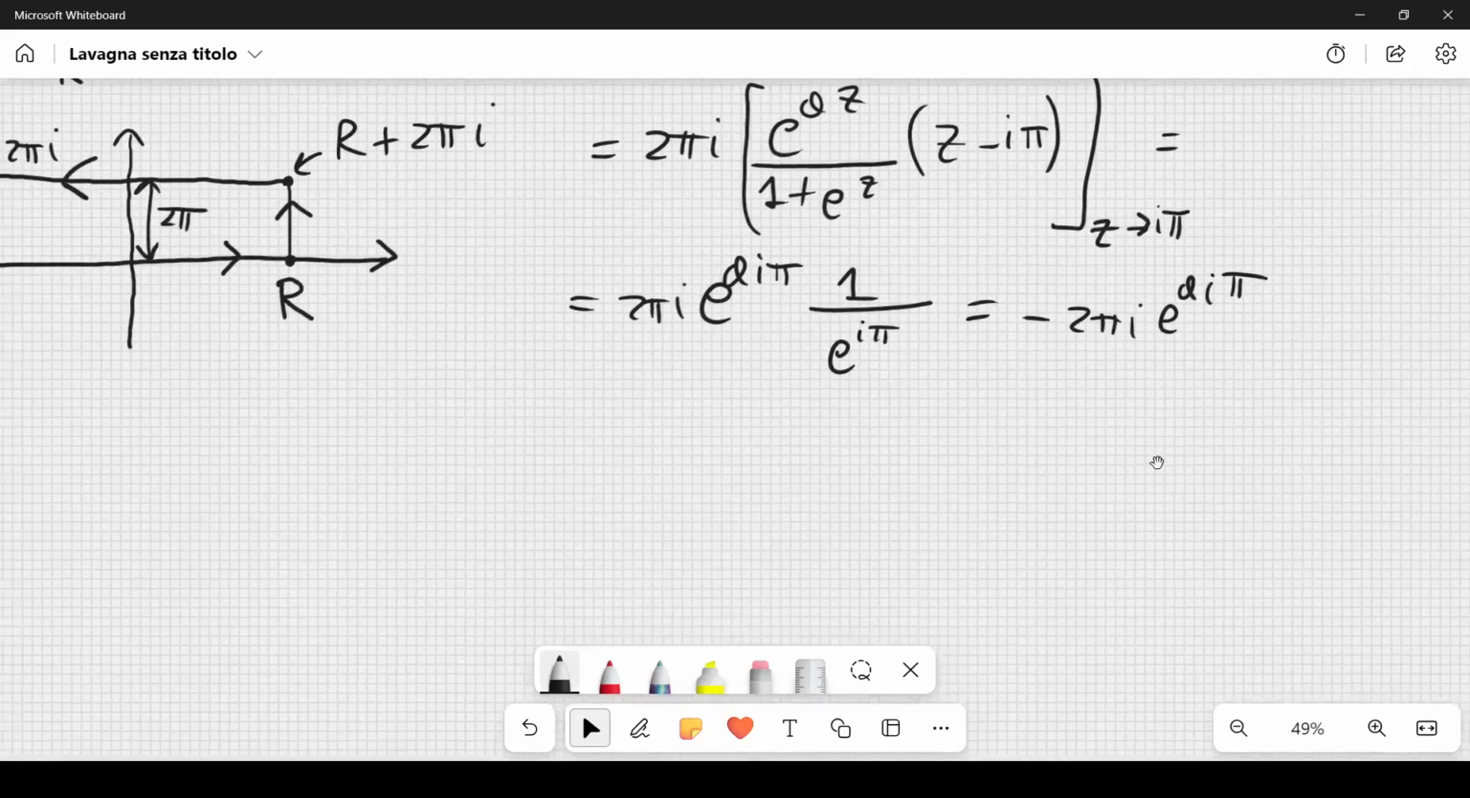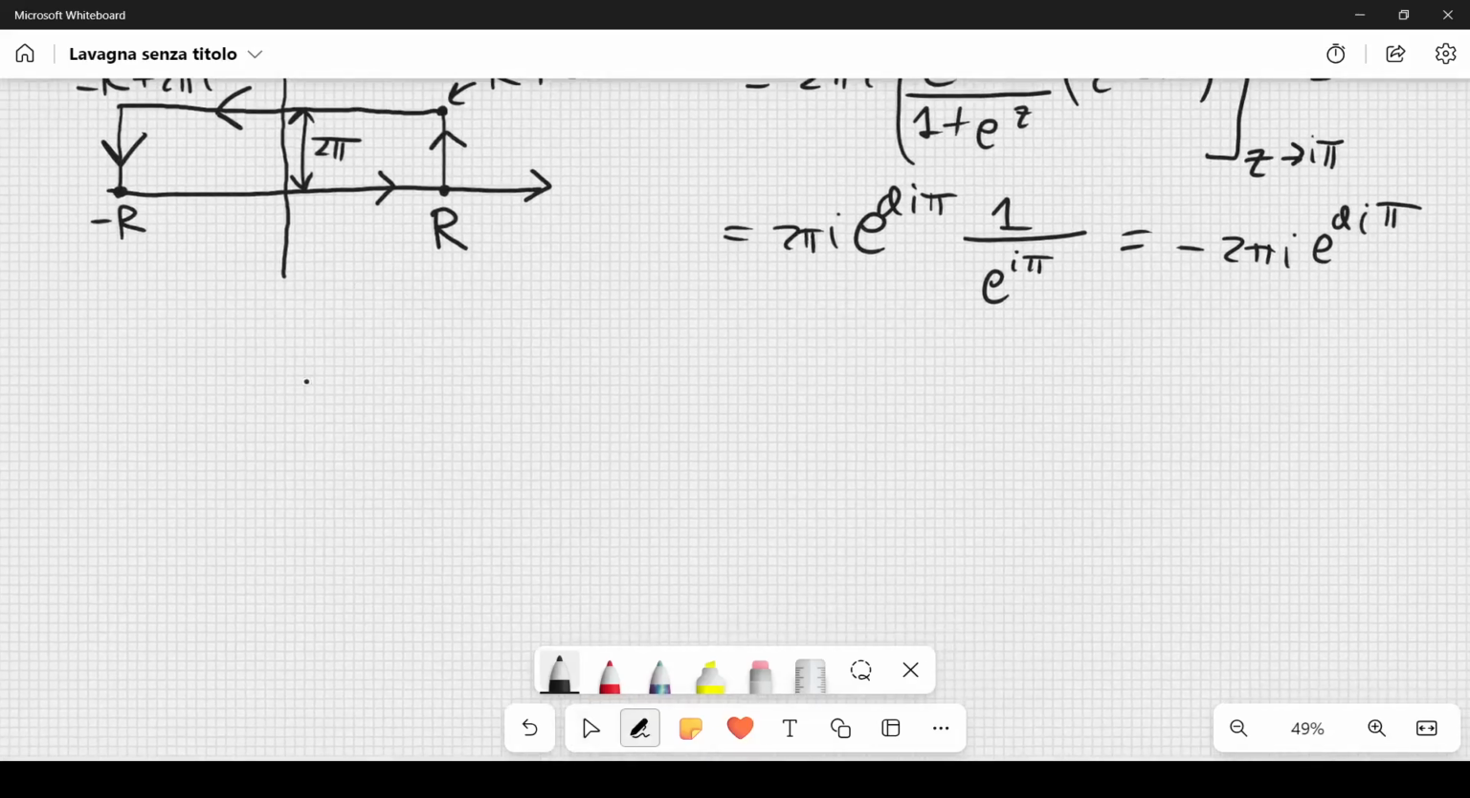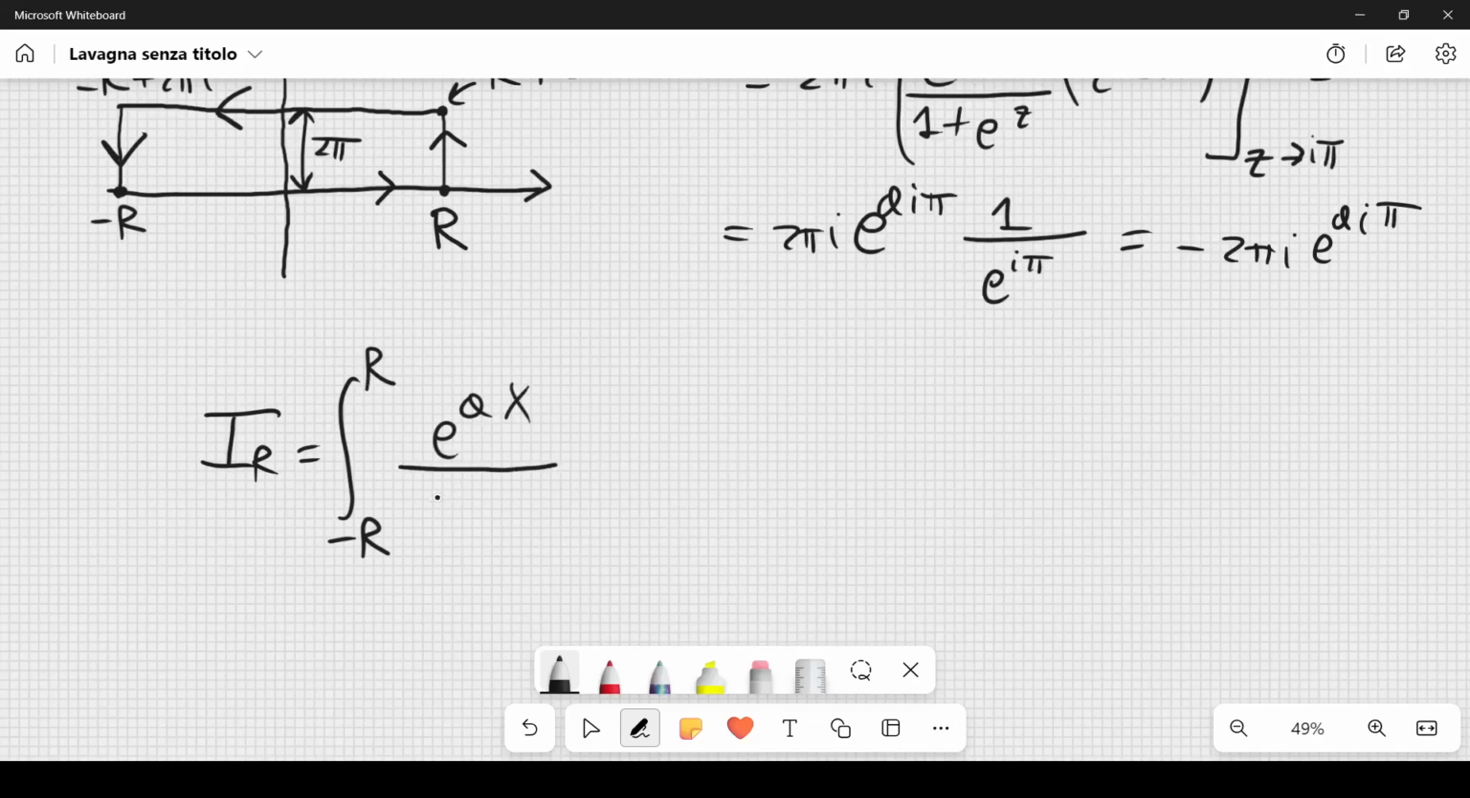Now I'm going to define I sub R as the following integral: the integral from minus R to R of e to the ax divided by 1 plus e to the x, dx. So basically it's this integral performed along this horizontal line on the x-axis. This is I_R, right?